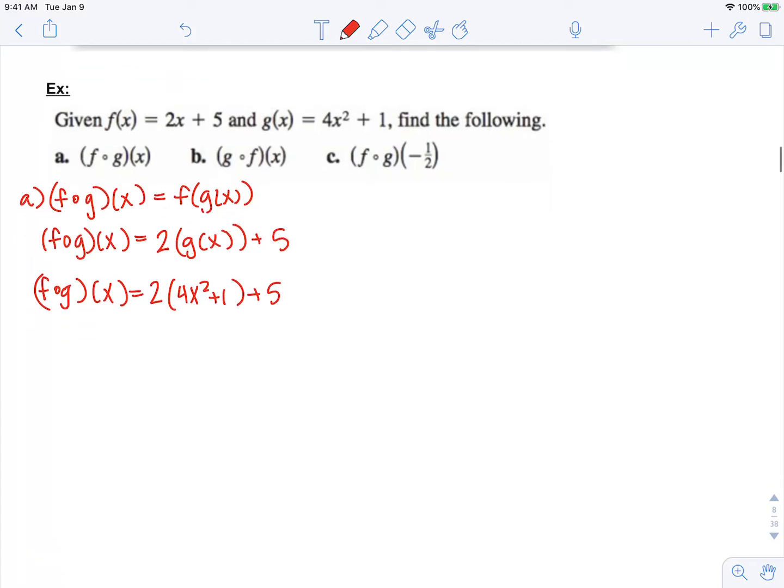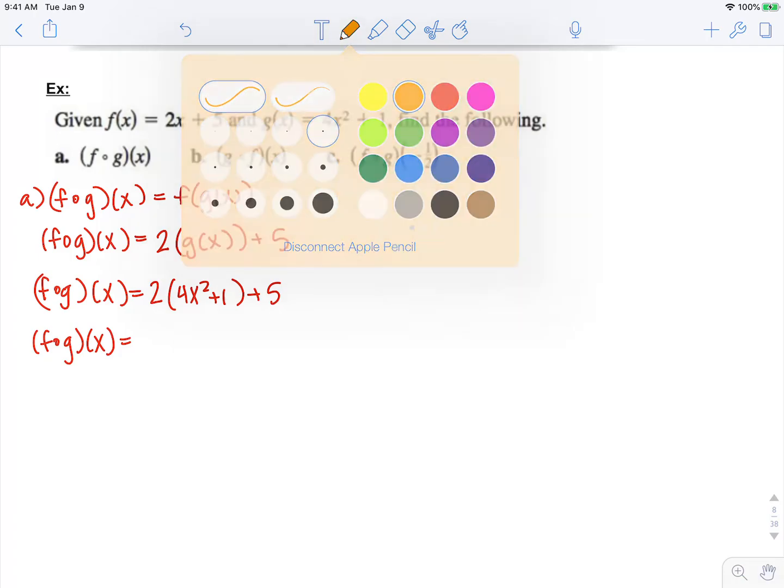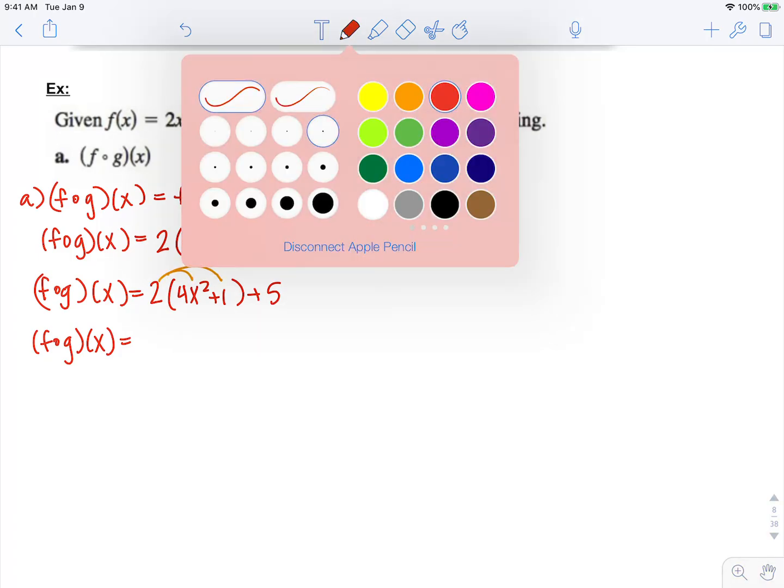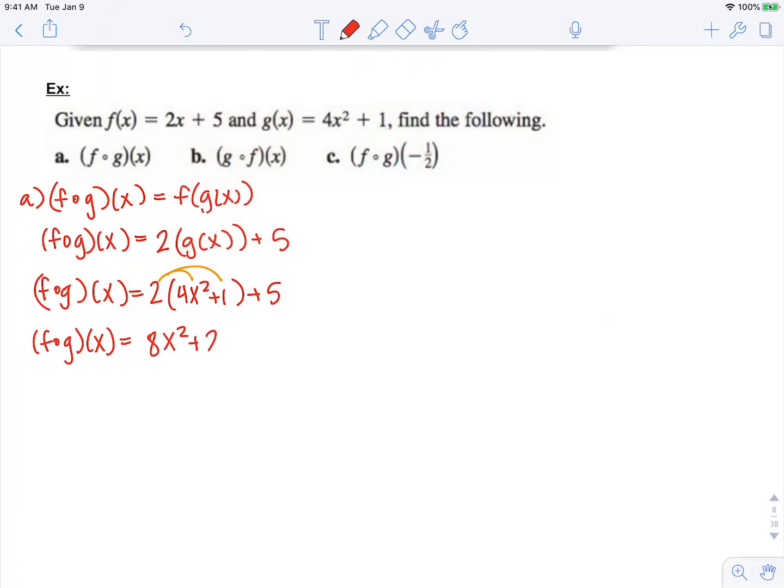So now I can simplify this composition by distributing 2 first. 8x squared plus 2 plus 5. So f of g of x is 8x squared plus 7.